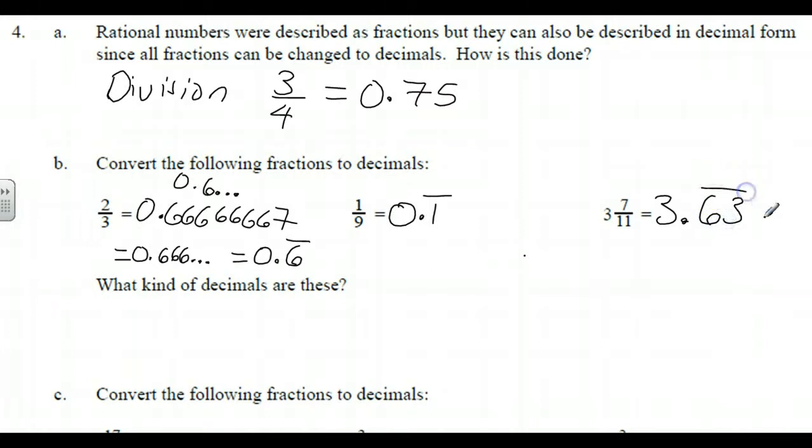3.63 with a bar. This is a repeating decimal with a period of 2, right? It's repeating with 2 decimals. What kind of decimals are these? They are called repeating decimals. The 6 repeats, the 1 repeats, the 63 repeats.